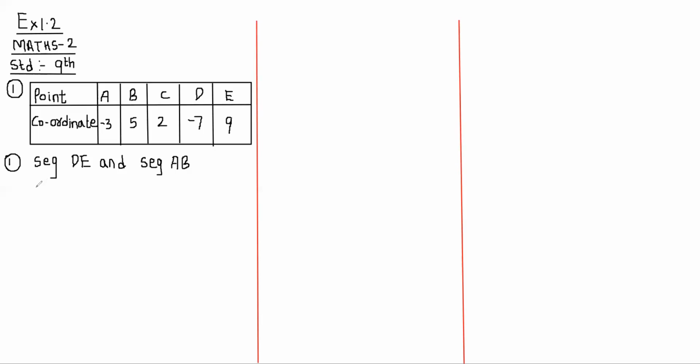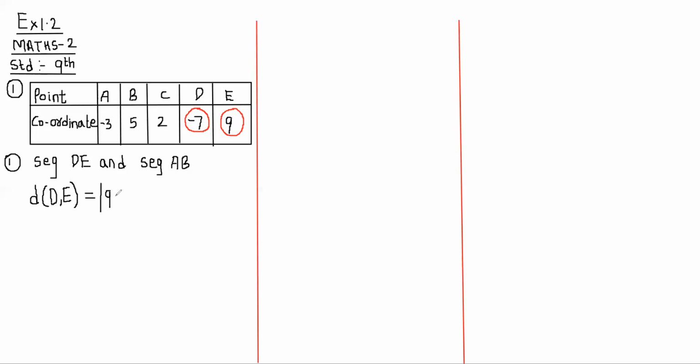To find the distance of DE, we will look at the coordinate of D and the coordinate of E, and we'll do bigger coordinate minus smaller coordinate. The coordinate of D is -7 and the coordinate of E is 9. We always find the distance under the sign of absolute value, which we also call modulus. So it is modulus of bigger number minus smaller number.